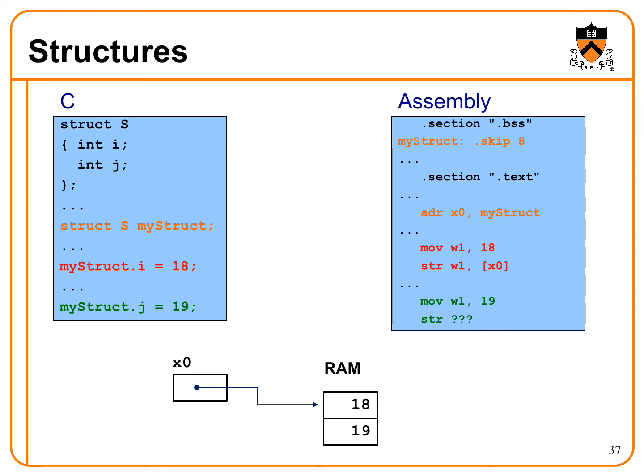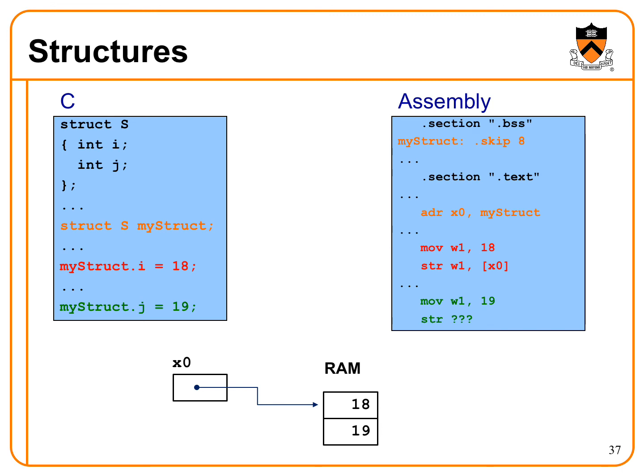Let's try to brute force our translation into assembly. Well, the structure has 2 ints, so that's 8 bytes. Let's allocate enough space in BSS for that. The C structs are, by the C standard, required to be stored in memory with their fields in order. So that means that i is going to go first at the address of myStruct. ADR to find that address, STR to store into it, great.